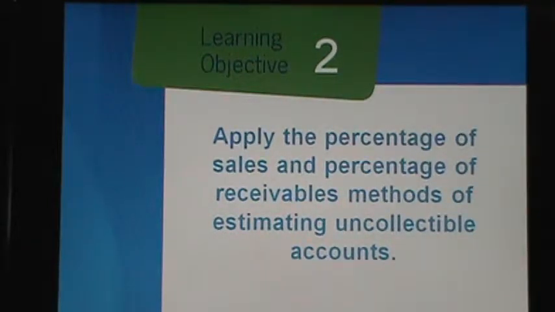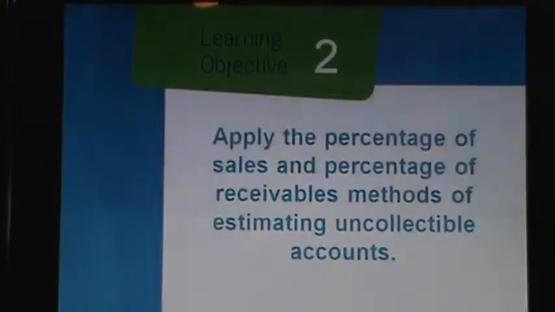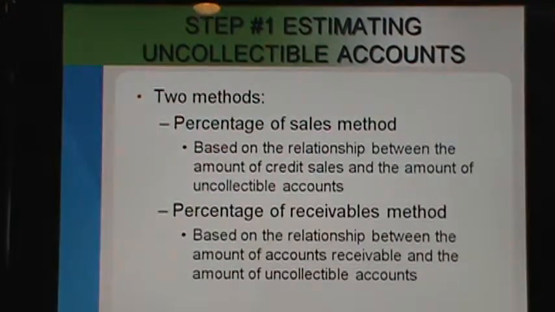So the next thing we're going to do is apply the percentage of sales and percentage of receivables method of estimating uncollectible accounts. This is just estimating. At the beginning of the year, we're going to estimate exactly how much sales we're going to have, and then of those sales, we're going to estimate how much of it will be uncollectible. So we have the percentage of sales method, based on the relationship between the amount of credit sales and the amount of uncollectible accounts. So they'll go back through the past years and see how much of their sales have been uncollectible, and they can assume then and estimate what their uncollectible accounts might be for the next year.